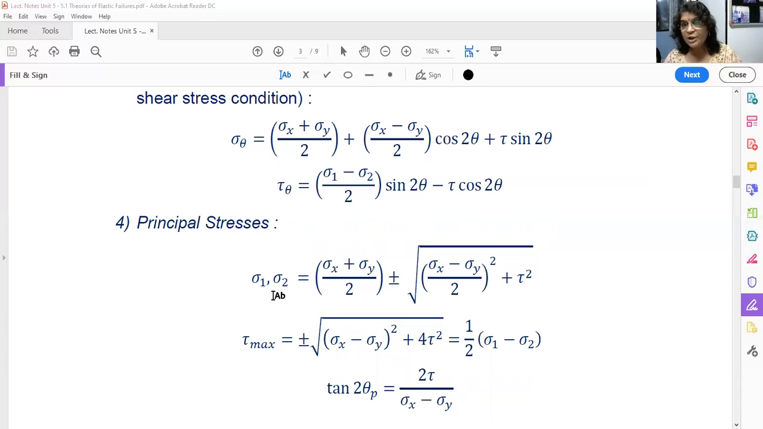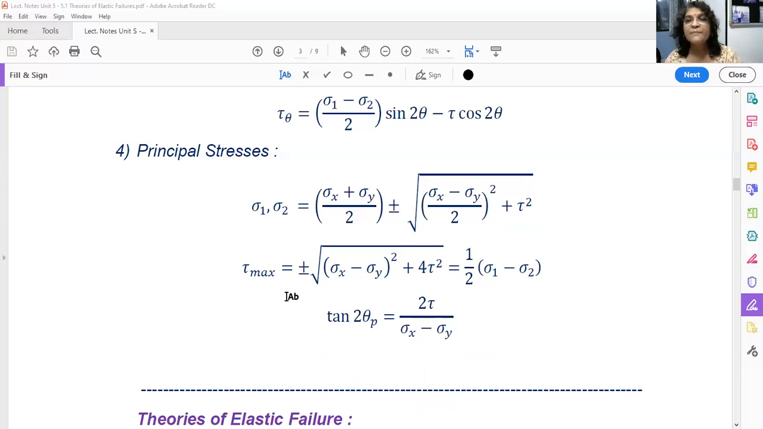Sigma 1 and sigma 2, these are the notations we always use for principal stresses. There are two principal stresses, one is maximum, other is minimum. Both are given by (sigma x plus sigma y) by 2 plus or minus square root of ((sigma x minus sigma y) by 2) whole square plus tau square.